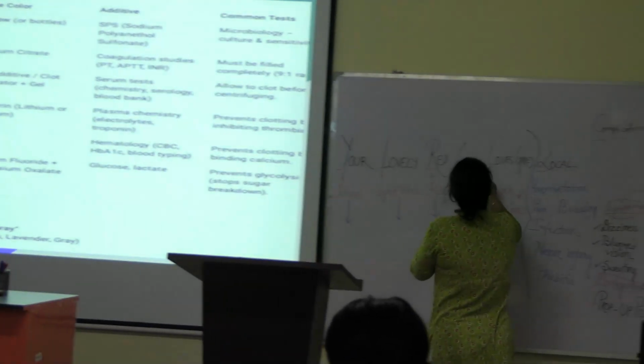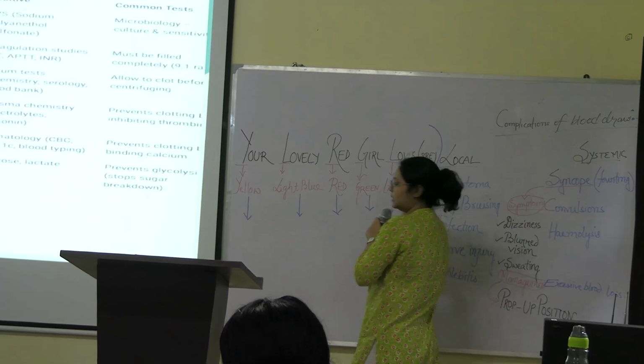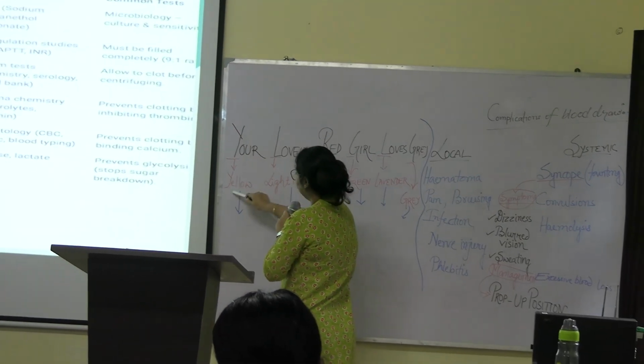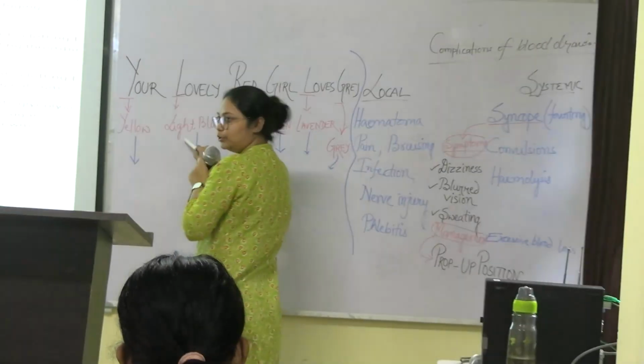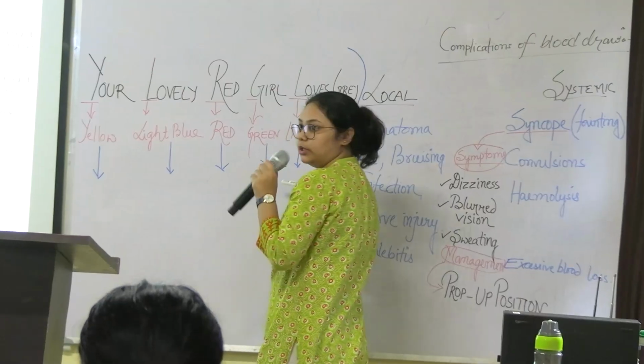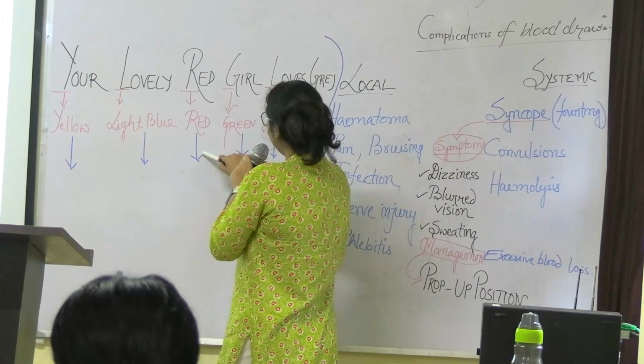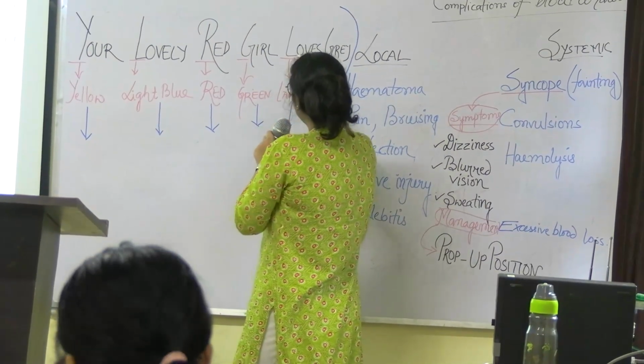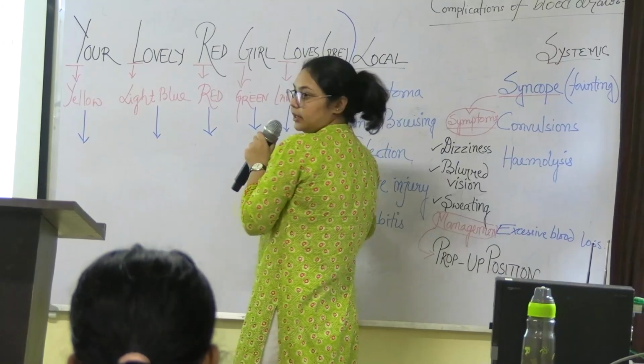Your lovely red girl loves gray, which means for yellow, this is for light blue. It comes in this sequence only. Okay. Then this is for red, girl for green, loves lavender and gray.